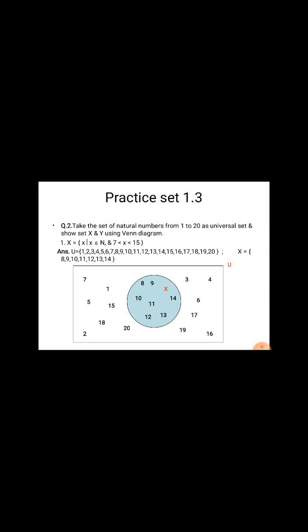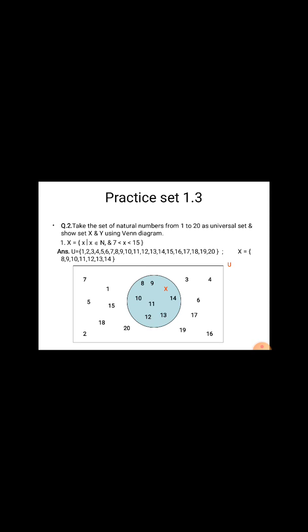Now next set is given, set X. In set X, elements are 8, 9, 10, 11, 12, 13 and 14. Because X is the set of all x such that x is an element of N and 7 < x < 15. It means the value of x is from 8 to 14. That's why elements of set X are 8, 9, 10, 11, 12, 13 and 14.